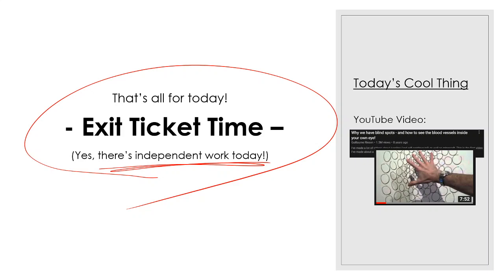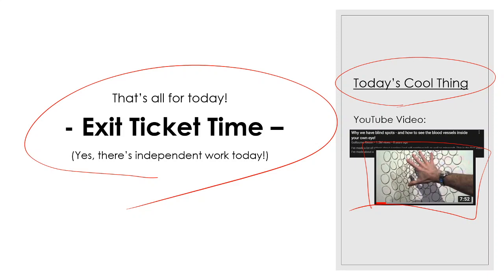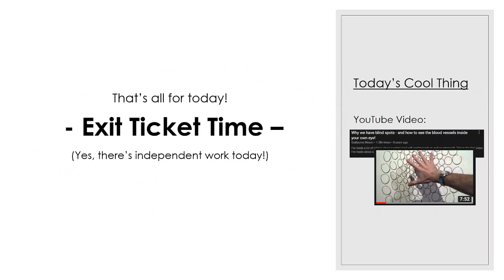And I want to point out also today's cool thing. It's a YouTube video that you can search called Why We Have Blind Spots and How to See the Blood Vessels Inside Your Own Eye. If you thought that blind spot thing we did a second ago was really cool, this video goes even more in depth about how your eyeball works and adds on a bonus demonstration that's a little bit harder to make work, but allows you to see the blood vessels inside of your own eyeballs. Check it out if you're curious.